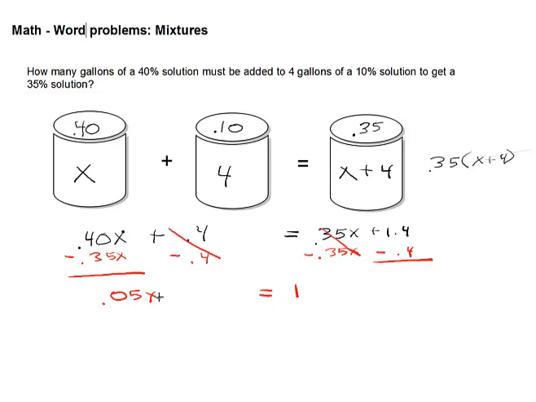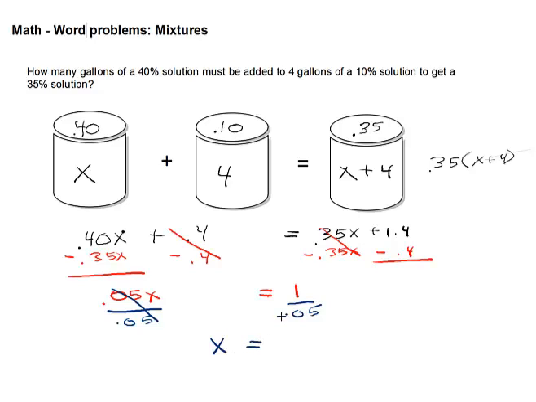So 0.05x equals 1. And in order to get rid of the 0.05 in front of the x, because we need x by itself, we're going to have to divide by 0.05. And we do it to both sides. So again, on this side, these would cancel. We would be left with just x.